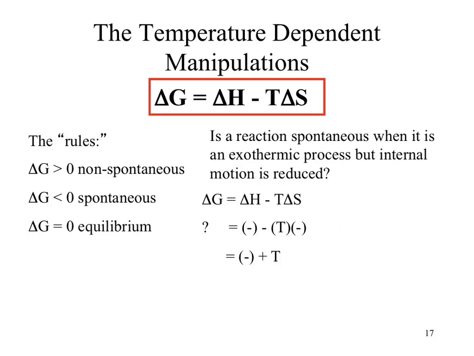How else could we format this question? I could put in a bunch of numbers and say, at what temperature does it transition? So now we'd be able to plug in numbers for each of these, and where would that transition occur? Where would I go from negative to positive? What delta G value should I plug in?